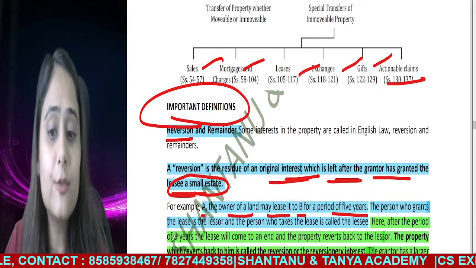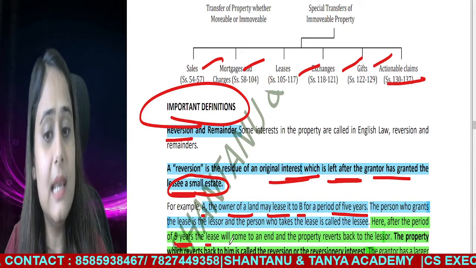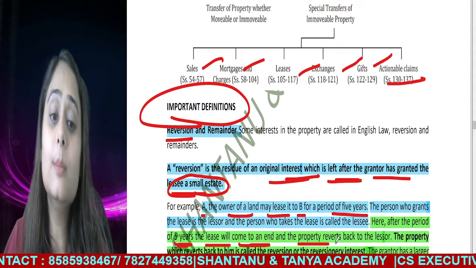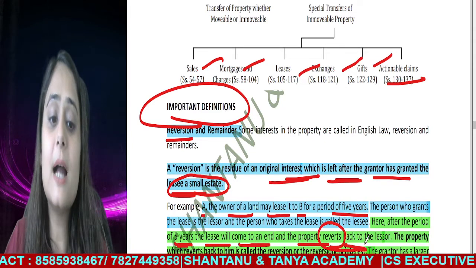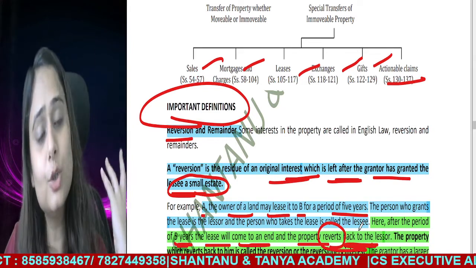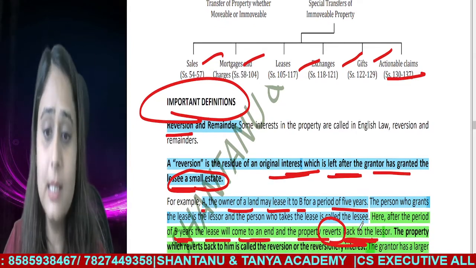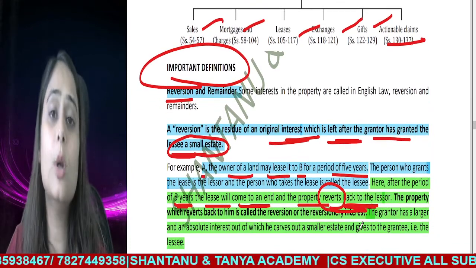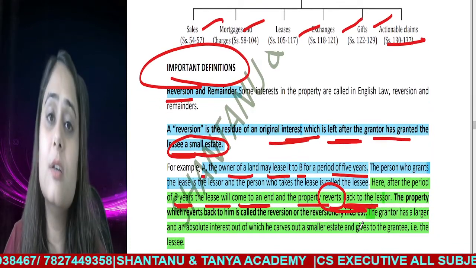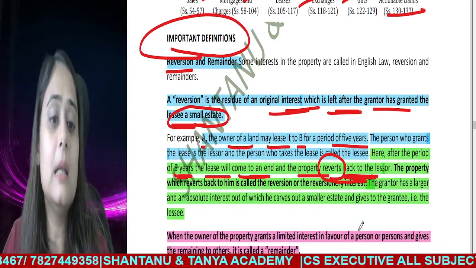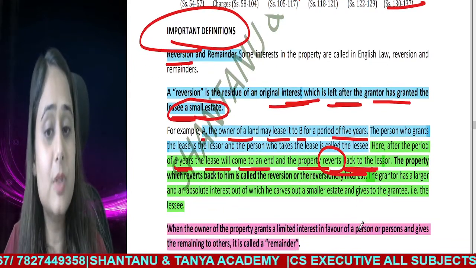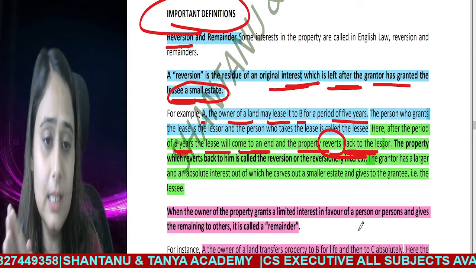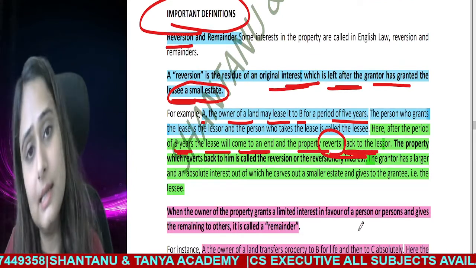So here after the period of 5 years, the lease will come to an end, and the property reverts back to the lessor, coming back to its original owner, correct? So the property which reverts back to him is called the reversion or the reversionary interest. The grantor has a larger and absolute interest out of which he carves out a smaller estate and gives to the grantee, that is the lessee.